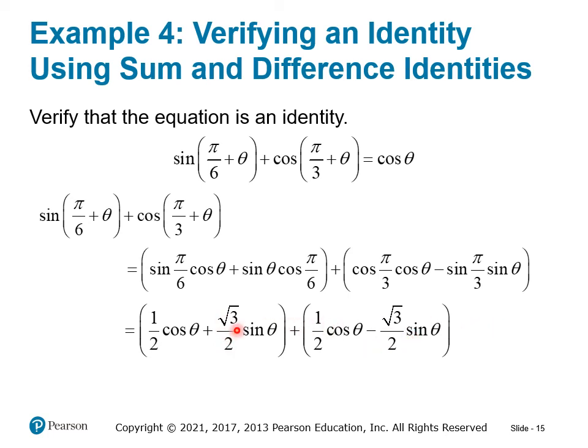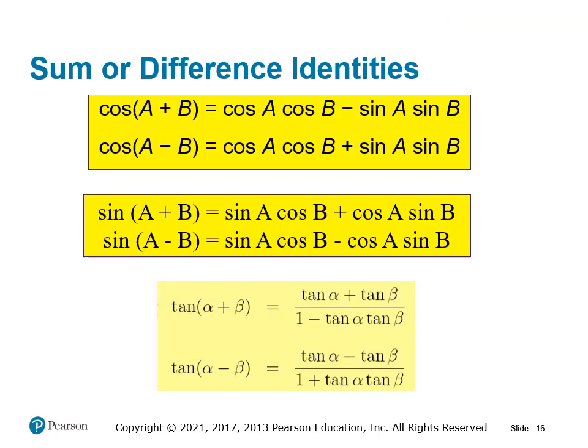This is just like sine theta minus sine theta since the multiplier is the same. So they're going to cancel out, and we're left with 1/2 cosine plus 1/2 cosine. Well, 2/2 of anything is 1 whole. And so we just get cosine theta, which is indeed the right side of the equation. So this is indeed an identity.